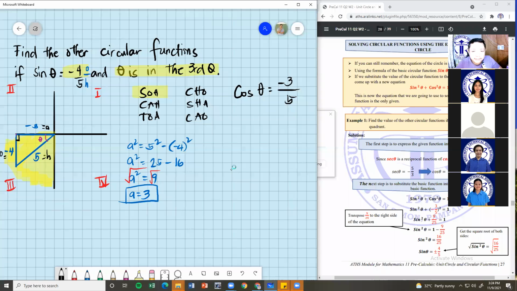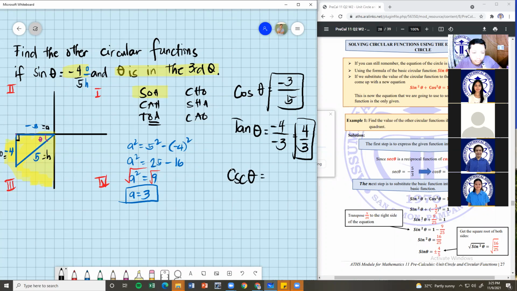Okay? Yun, solve. Tangent. Tangent theta will be equal to TOA. TOA. Opposite, it's -4 over adjacent, it's -3. That is 4 over 3. Tapos, next, cosecant. Cosecant theta, CHO. Here, the CHO. Hypotenuse, that's 5 over opposite, that's -4.